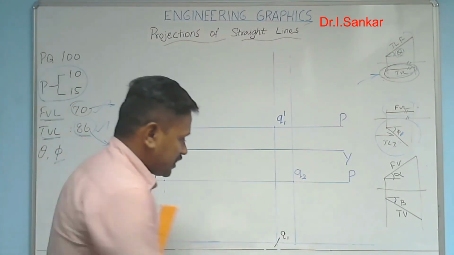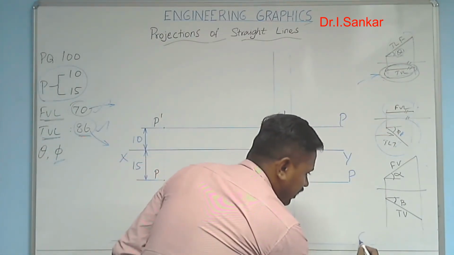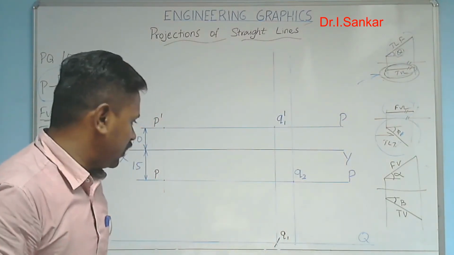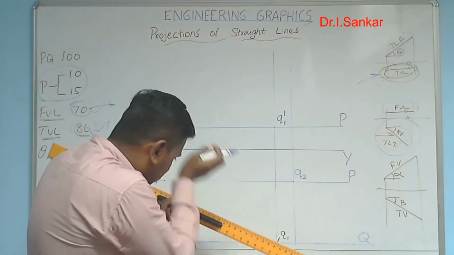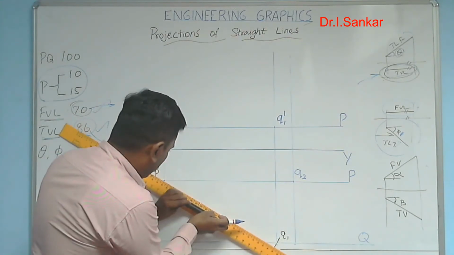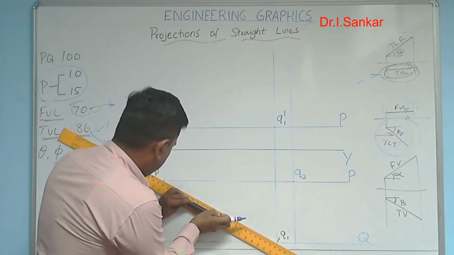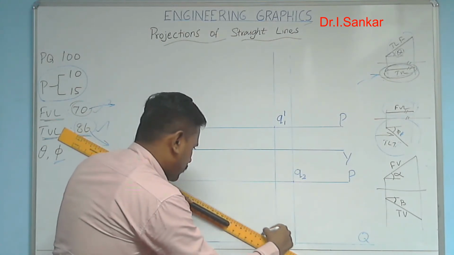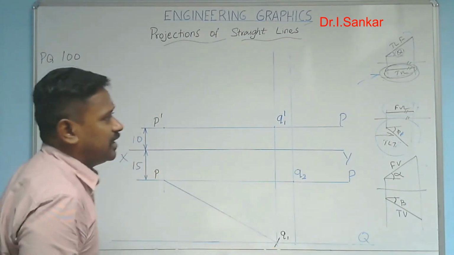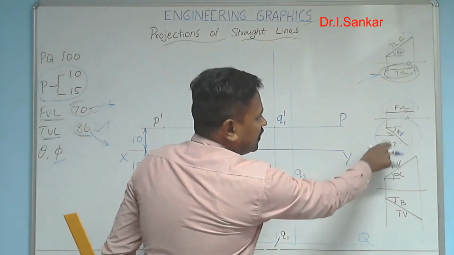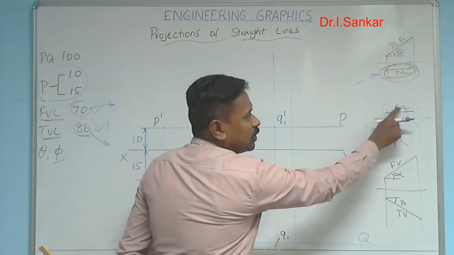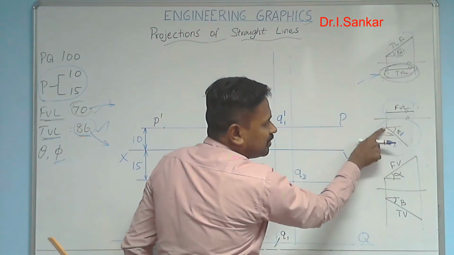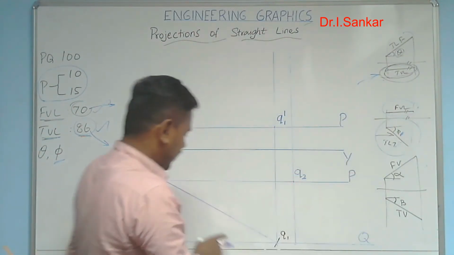So this locus is nothing but the locus of the end Q in the top view area. Immediately you can draw the true length line in the top view. That is TLT. By using the front view length line, we found the pair of that front view length line, the top view true length line here.